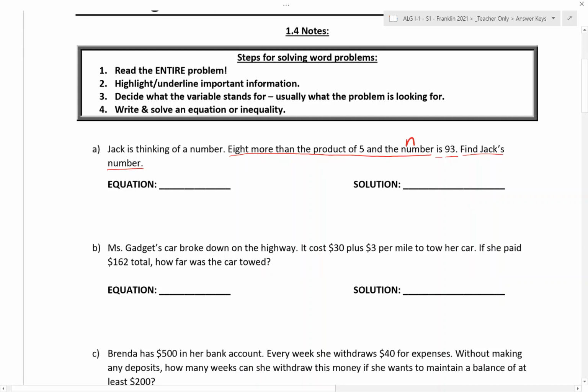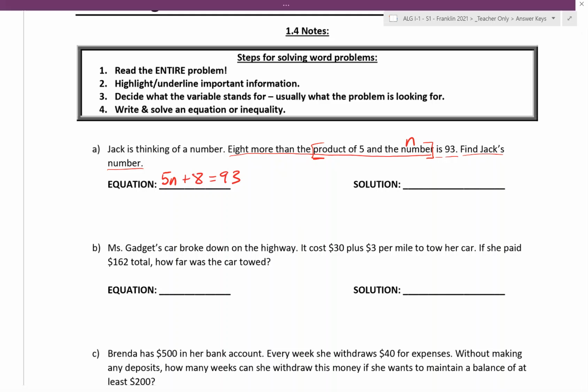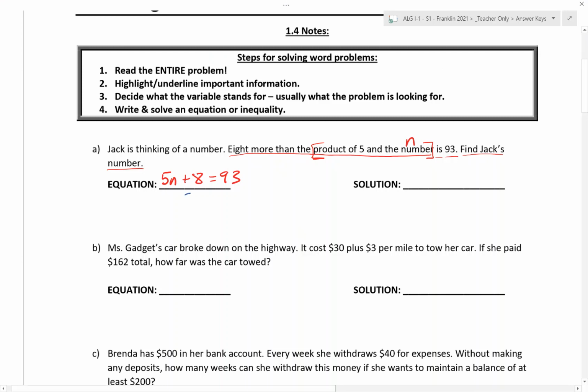And so we'll build our equation based on what it says in the sentence here. 8 more than the product of 5 and the number. Well, the product of 5 and the number is just 5n, right? 5 times the number, which is n. 8 more than that is 5n plus 8, and it is 93, so equals 93. So that's our equation for this problem, and now we simply solve this equation to find n, which is Jack's number.